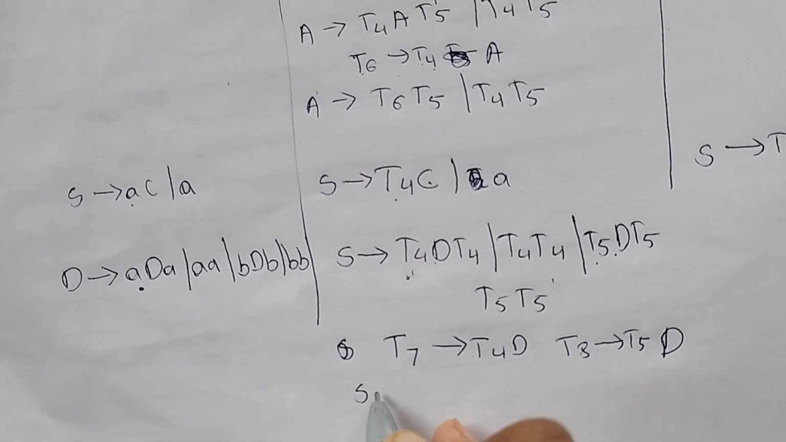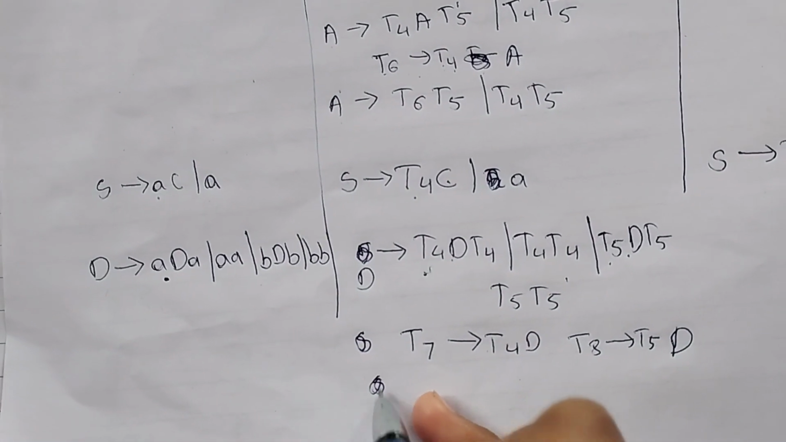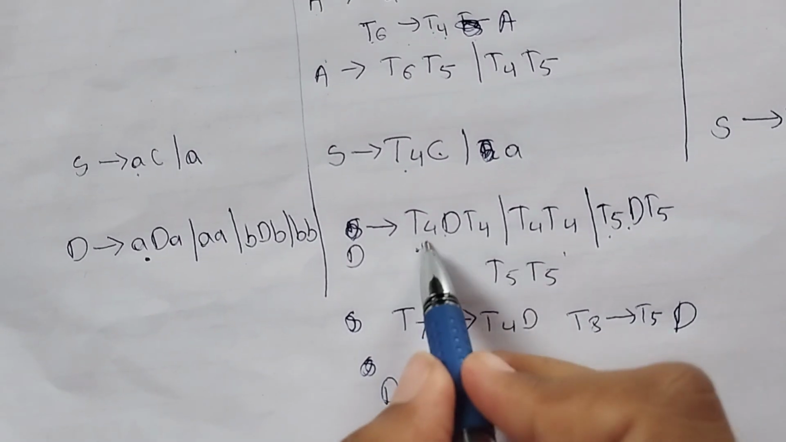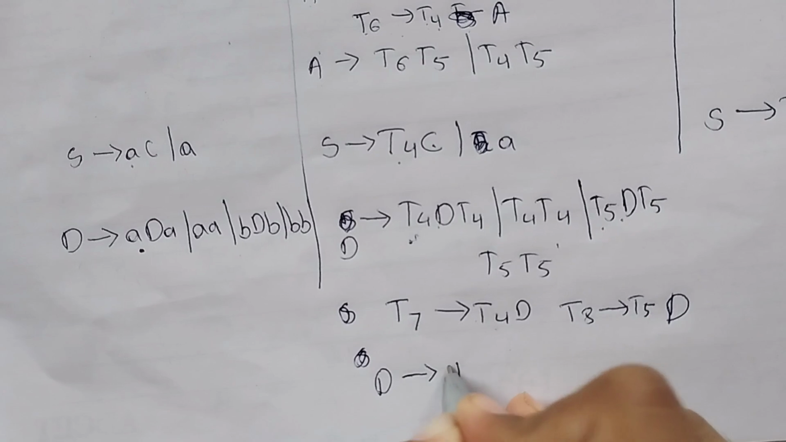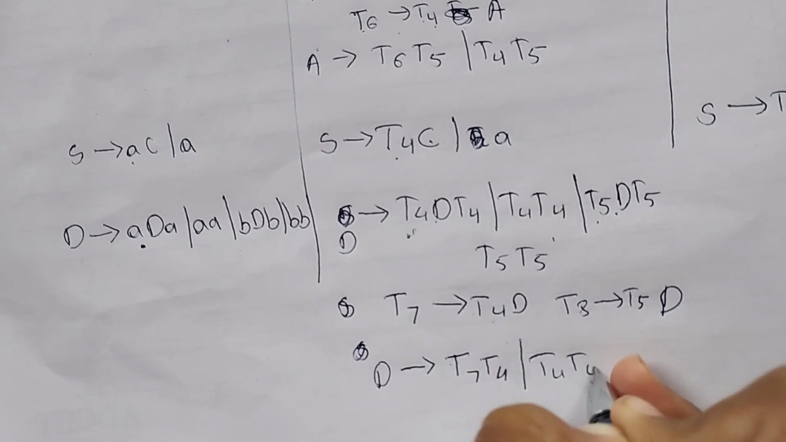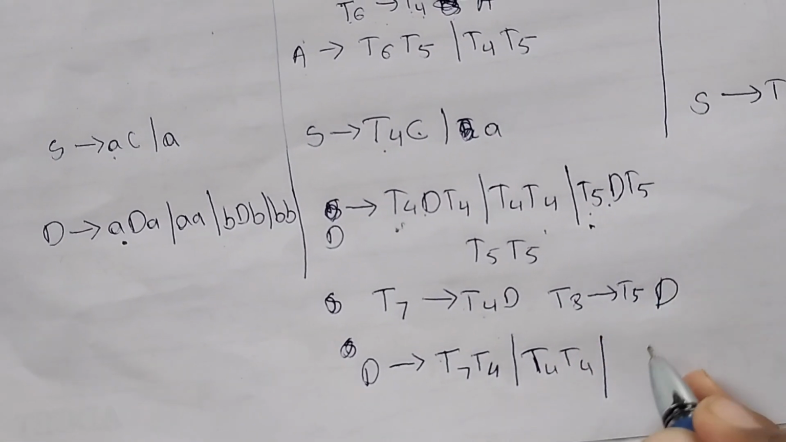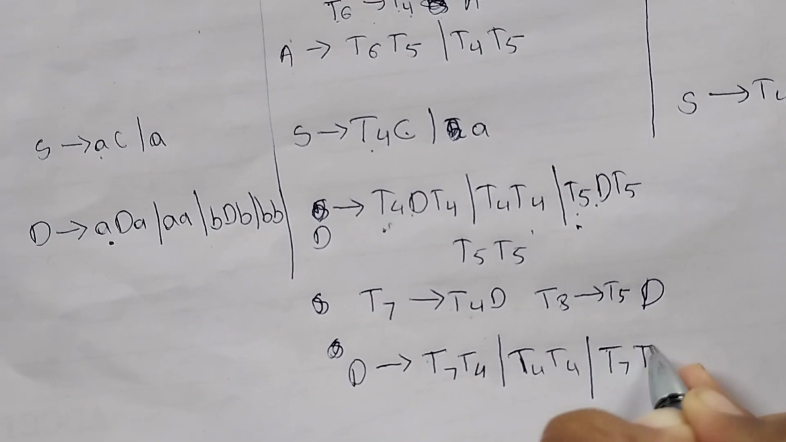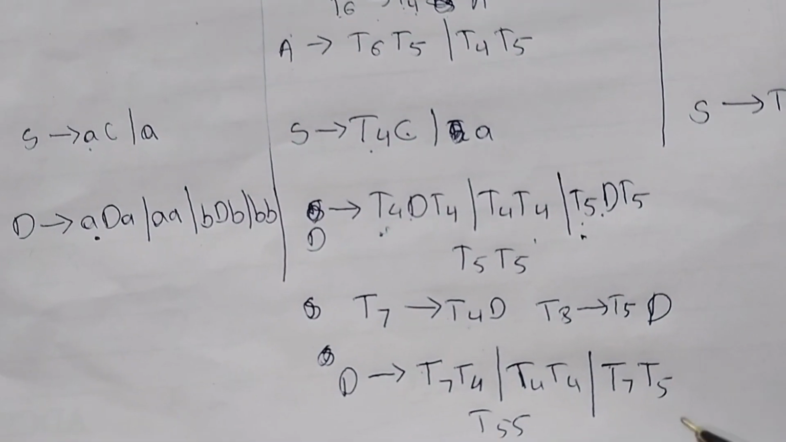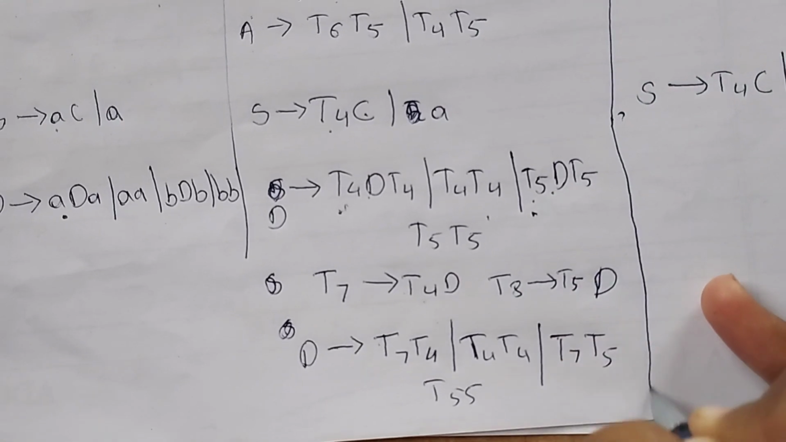Now we write the production. Sorry, I write here, yes, this is for the D. So D is now for T4 and D we write T7, T7 T4, T4 T4, because these two capital letters are acceptable. Then for T5D we write T7 T5. Now this T5 T5. So as it is we get two capital letters in each production. So this is our final CNF for the D.